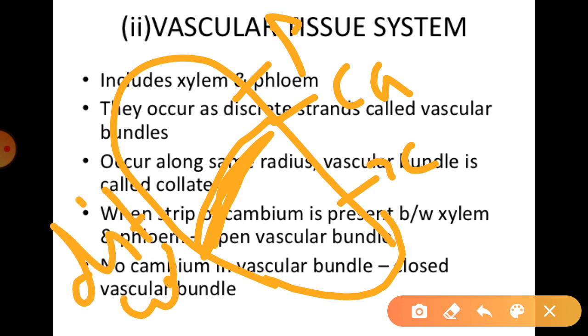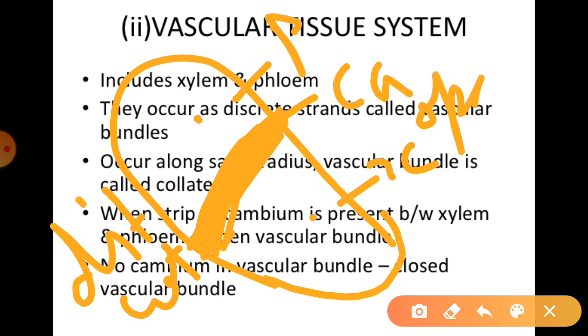right, dicot plant में मिलेगा जिसके xylem phloem और xylem के बीच में cambium ring present रहेगा. Right, such plants or such vascular bundles are known as open type of vascular bundles. So this can be found in the sunflower.